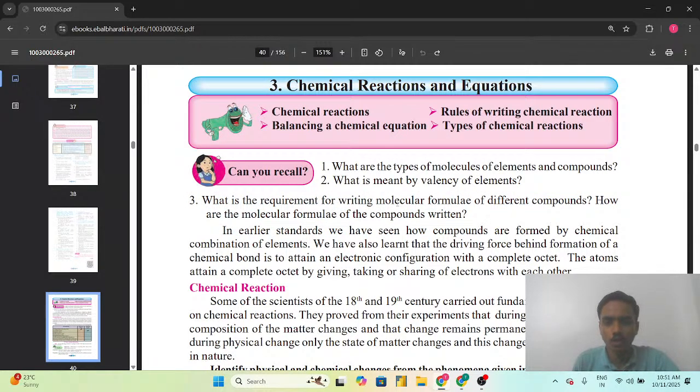What is the requirement for writing the molecular formula of the different compounds? How are the molecular formulas of the compounds written? So here we are asking what is the requirement for the molecular formula of the different compounds?